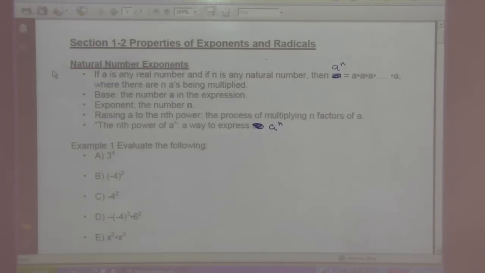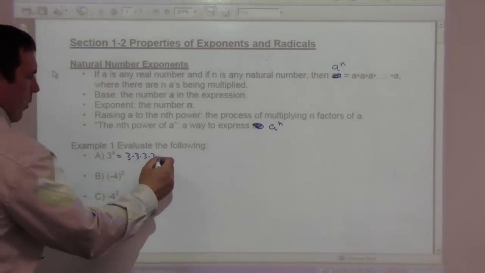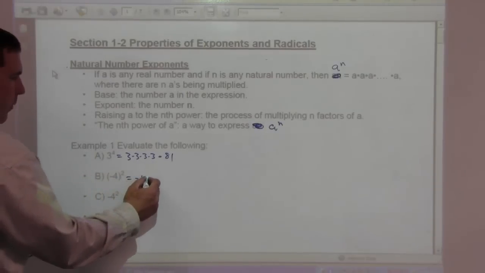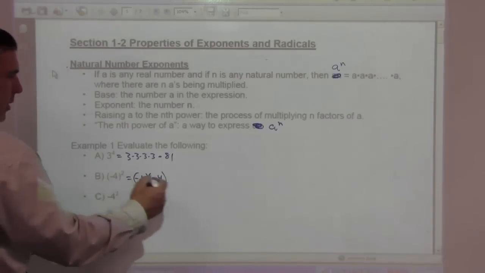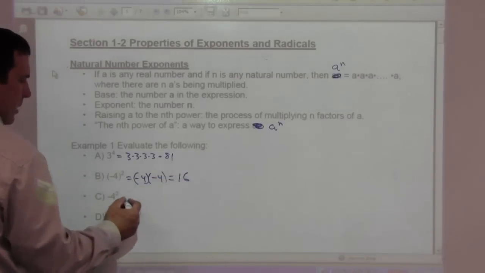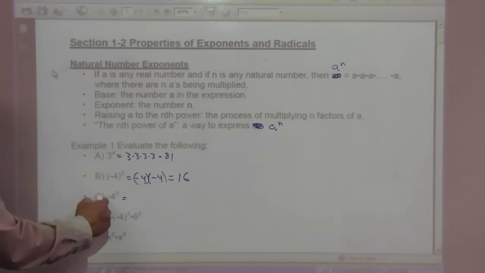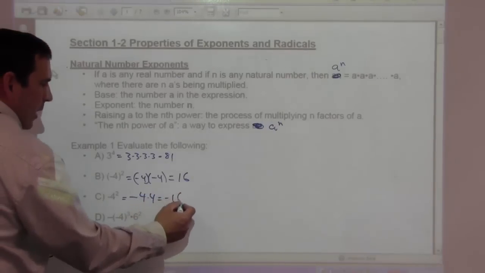So what is 3 to the 4th? That is 3 times 3 times 3 times 3, or 81. How about negative 4 squared? That's negative 4 times negative 4. It's the entire quantity because it's in parentheses, which is 16. Versus in this next case, there are no parentheses around the 4 and the negative, so this is the negative of 4 times 4, or negative 16.